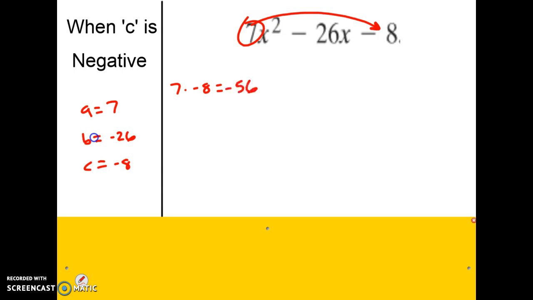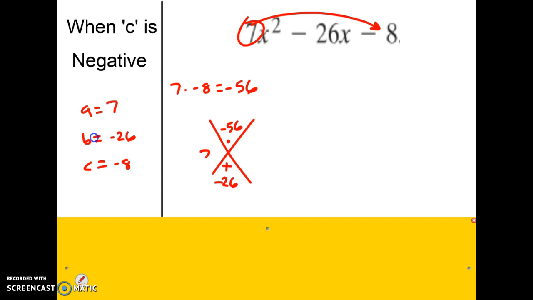So we need factors of negative 56 that add up to negative 26. You can do a couple of different methods. We've already done the table method in these notes, so I'm going to do the diamond method. They have to multiply to negative 56, and they have to add to negative 26. If you look at your factor sheet, hopefully that'll help.